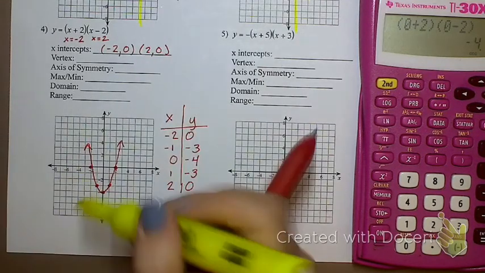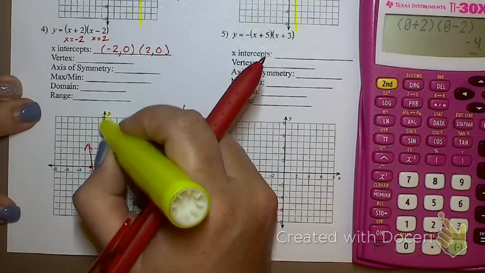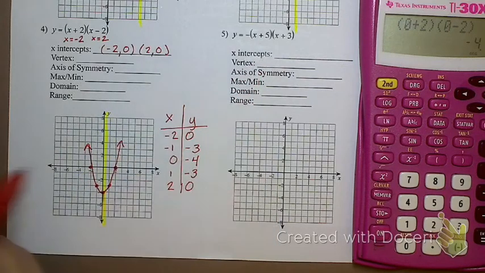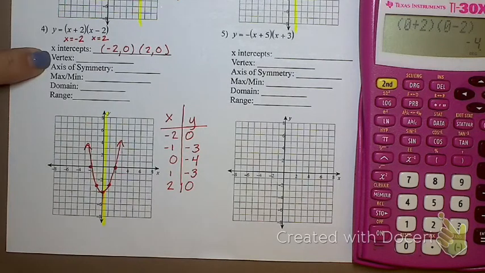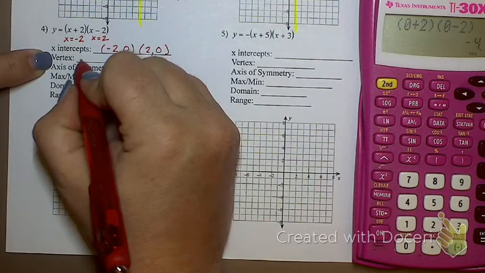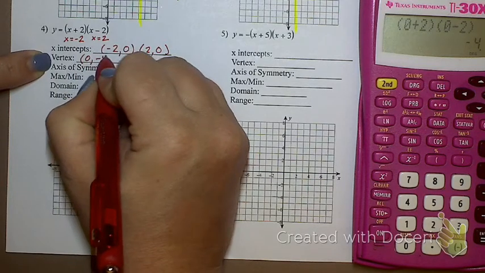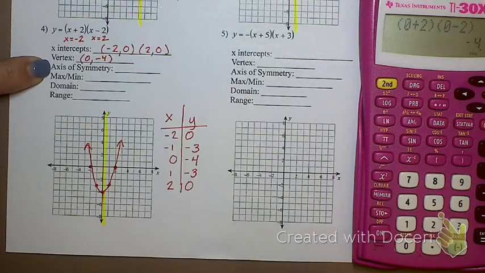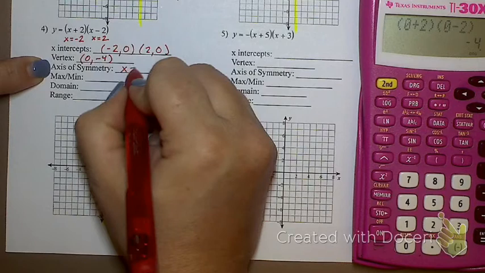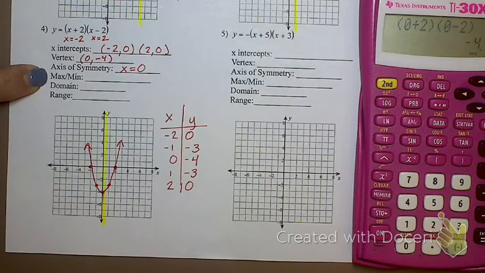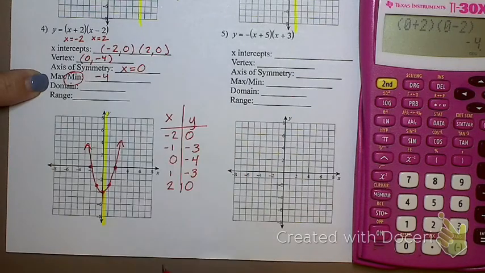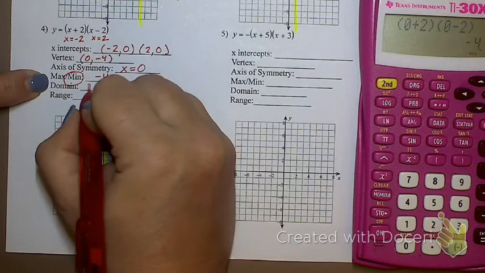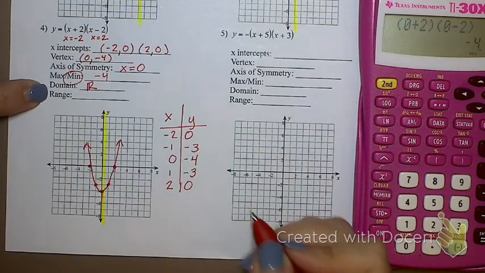I'm going to draw in my axis of symmetry. And now I got a bunch of information to fill in. What's my vertex? 0, -4. What's my axis of symmetry? Do I have a maximum or a minimum? And what is that minimum? What's my domain? All real numbers. And what's my range?